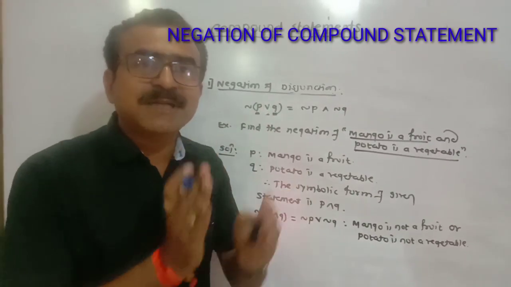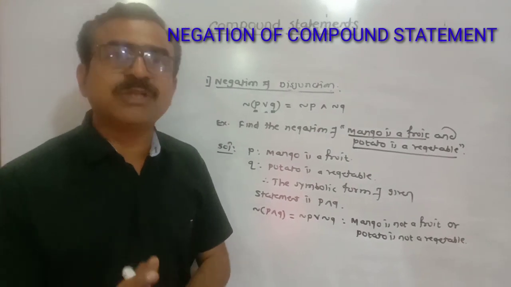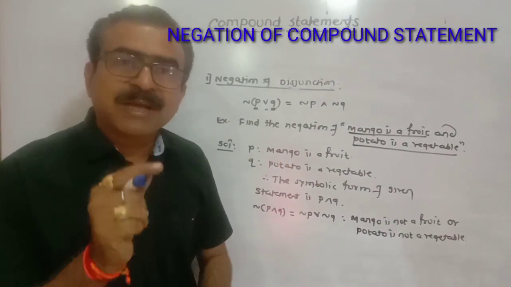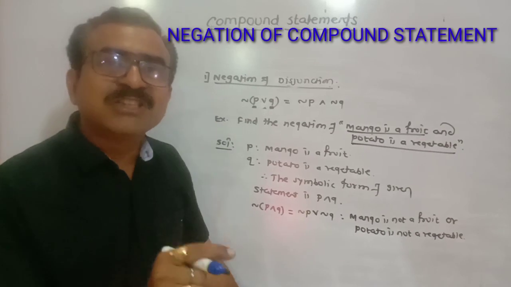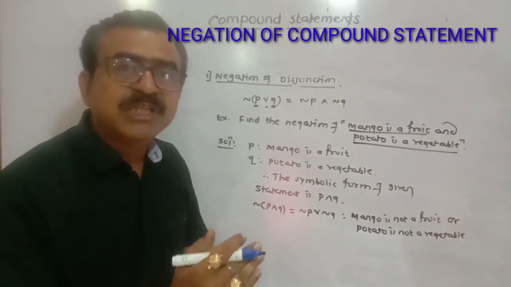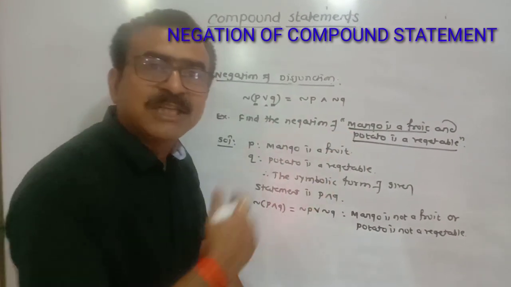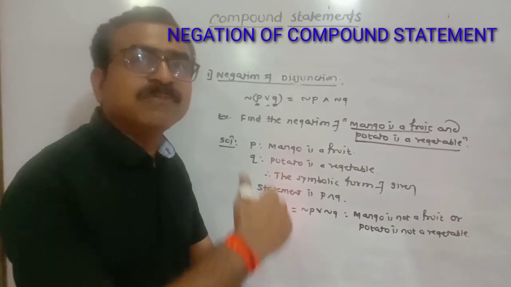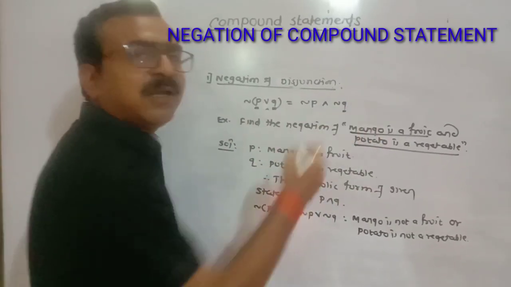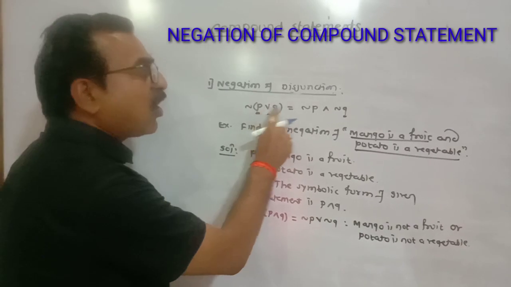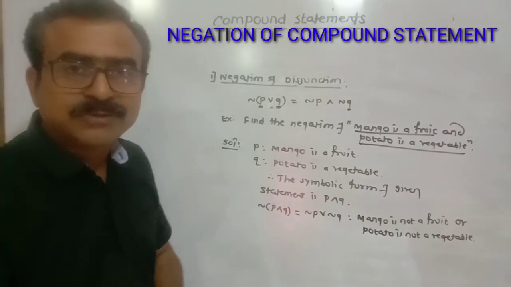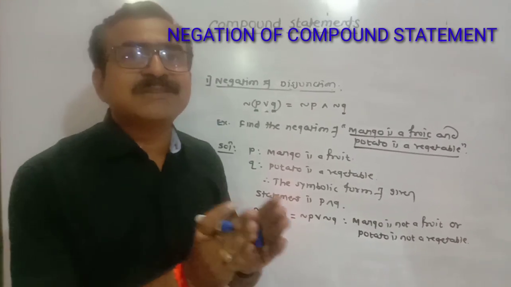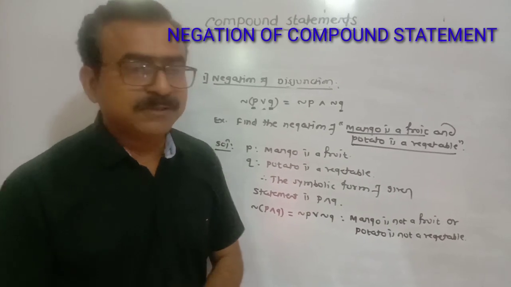Suppose you are given one disjunction statement and you are asked to perform its negation. So while performing the negation of a disjunction statement, initially perform the negation of the first statement, then perform the negation of the second statement and replace OR by AND. Understood? Now let us take one example for better clarity.